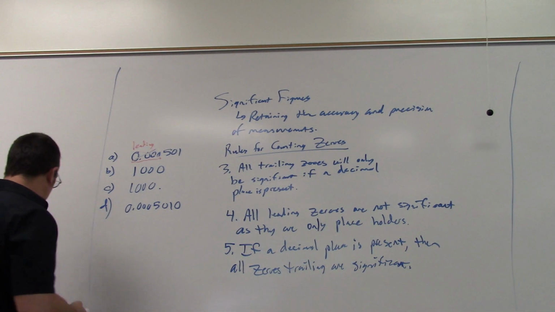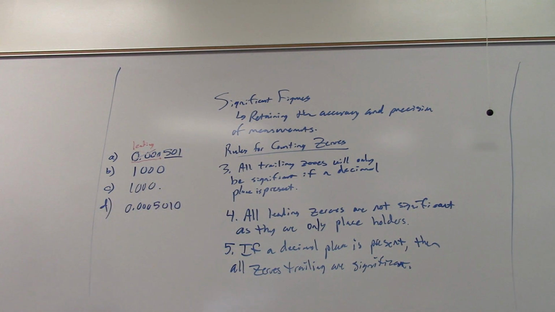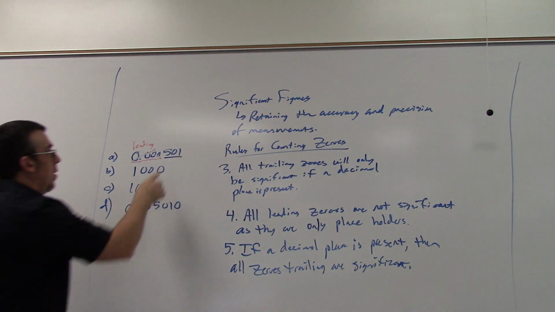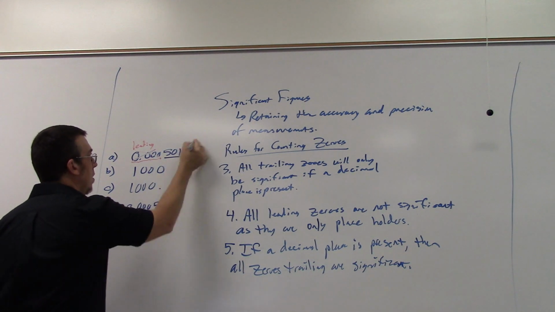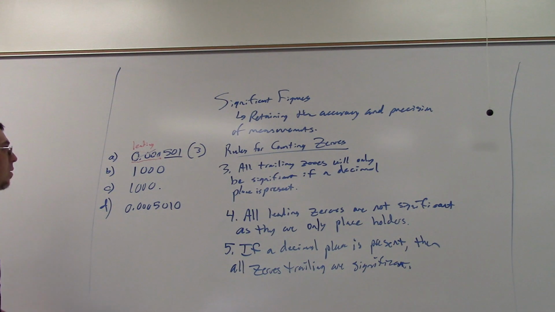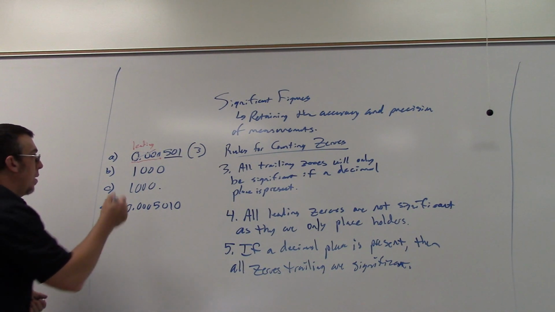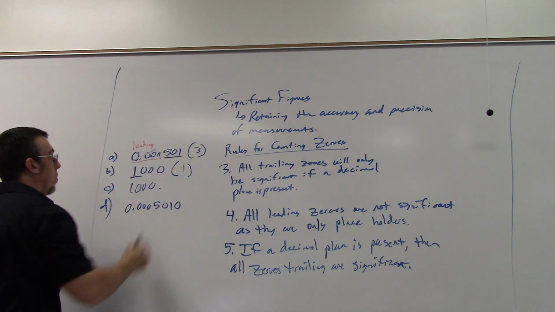So what is going to be counted are the 5, 0, and 1. Now this goes back to the fact that you have zeros in between, it's sandwiched, and then these 3 are significant. So this would be 3 sig figs. All right. Now, so that's letter A. Now looking at letter B, you have 1,000. Well, there's not a decimal place present. So the only thing that is going to count is the 1. So this would be 1 sig fig.